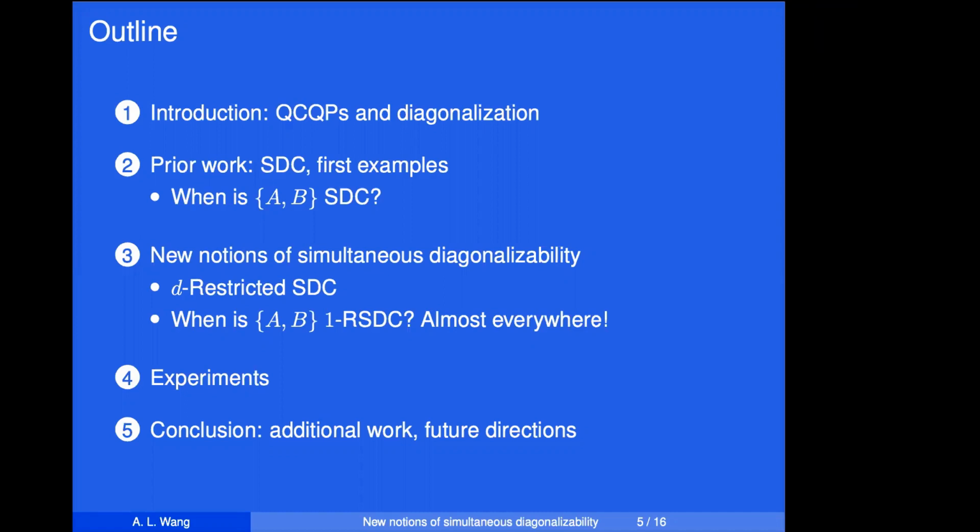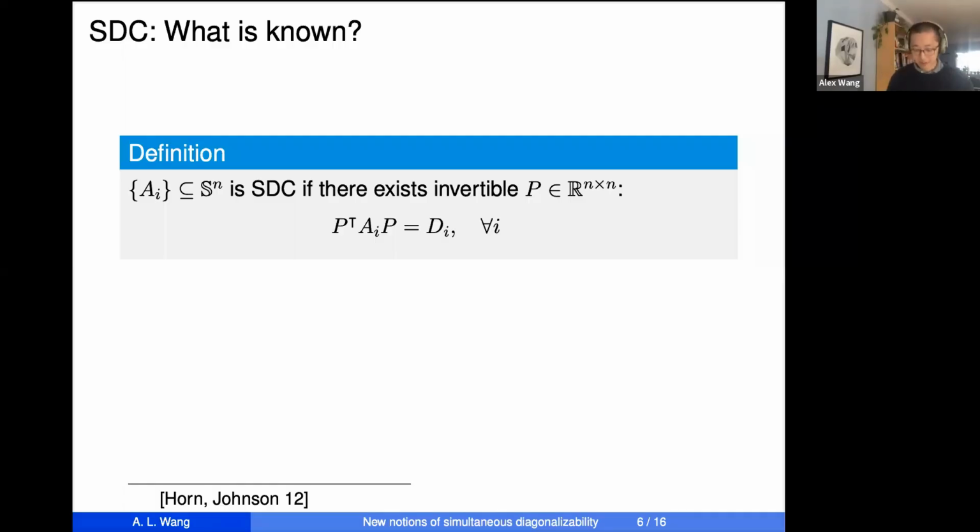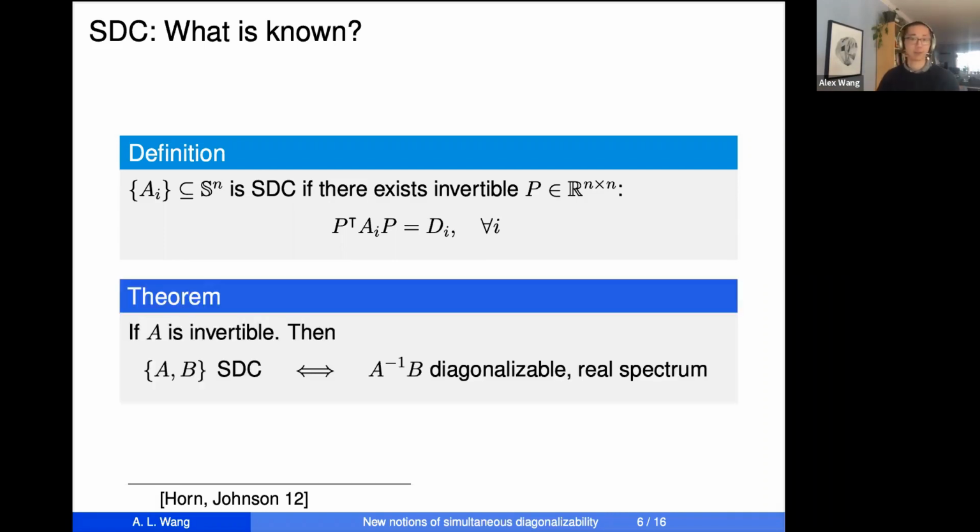All right, so I'm going to move on. Just to remind you, the SDC property says that we need to be able to find an invertible matrix P which simultaneously diagonalizes all of the A sub i's. And here's a theorem. This is well known. You can find a reference to it, for example, in Horn and Johnson. It's unclear who first recorded this fact.